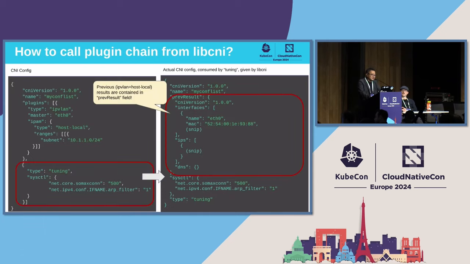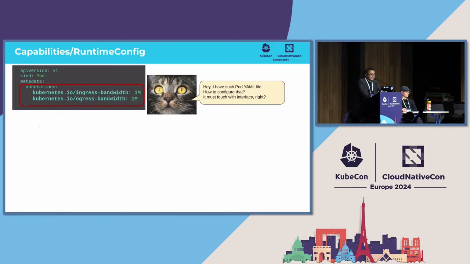For example, the left side is the CNI config on disk, and the right side is the dynamically captured CNI config consumed by the tuning side. As I mentioned, in the red rectangle on the right side, prevResult is dynamically added, and it contains the result object generated by IPVLAN. In this case, interface eth0 is found. So the tuning plugin can consume these parameters, and it knows which interface should be the target for this configuration.